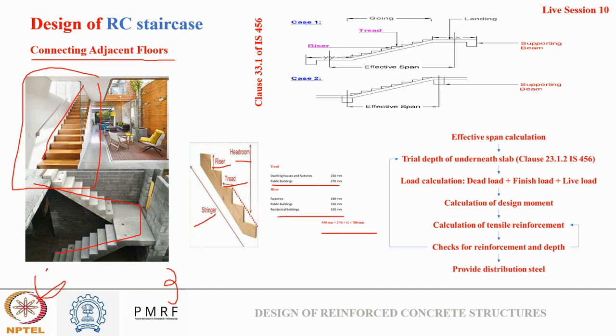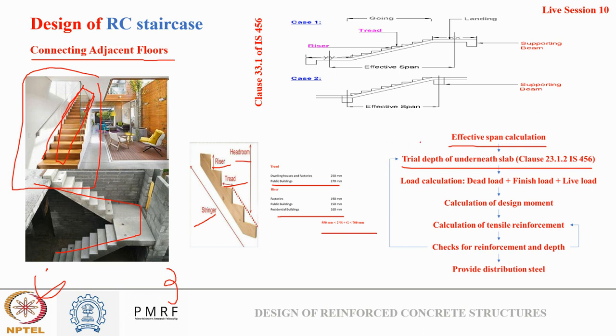And we saw how the design of a staircase is done. First, we calculate the effective span based on the distance between the supporting beams. We choose a trial depth of the underneath slab. In a straight staircase there is a supporting slab in between. This slab is generally a one-way slab, so just the way we designed a slab, we again design a slab here.